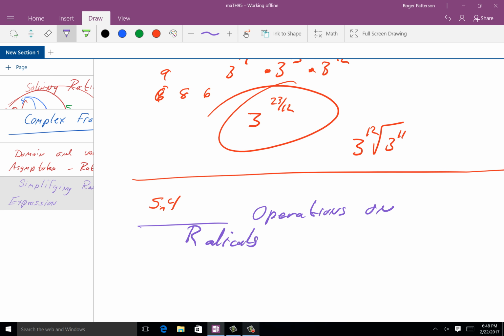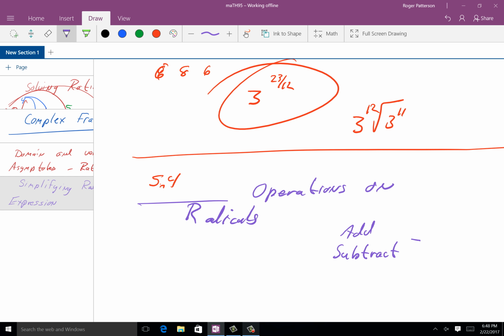Again, like fractions, to add or subtract fractions, we have to have common denominators. To add and subtract radicals, we have to have common radicands, whatever is underneath the radical. That has to be the same. So we could take 3 square roots of 2 plus 4 square roots of 2 and add that to get 7 square roots of 2.